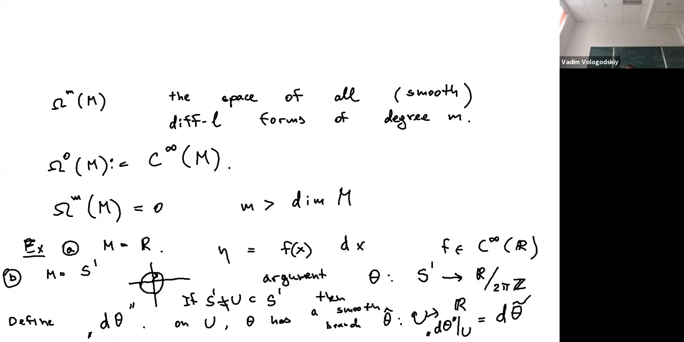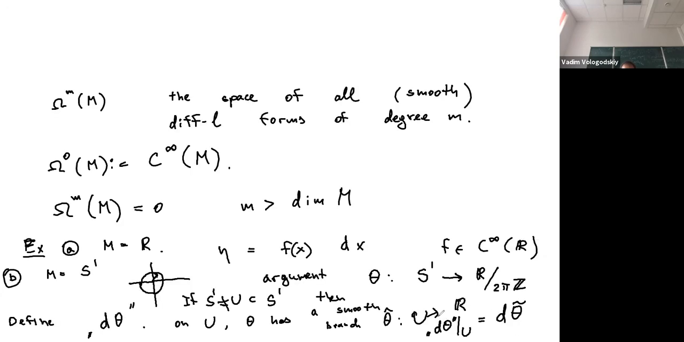So again, in order to define a global one form, I first define it locally for any open subset, which is not everything. And in order to do this, I choose any single valued, smooth branch. I get this function theta tilde, and I can take its differential. This is a one form. It's a smooth one form. Of course, you need to verify that this is correct.